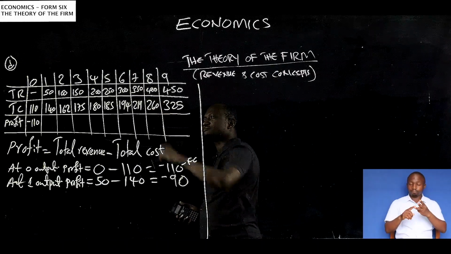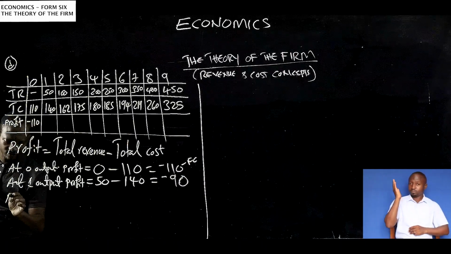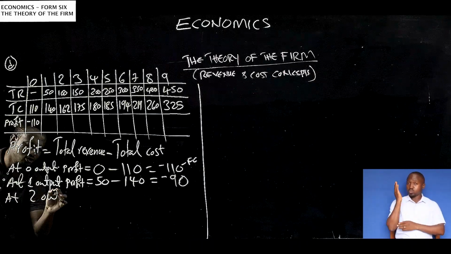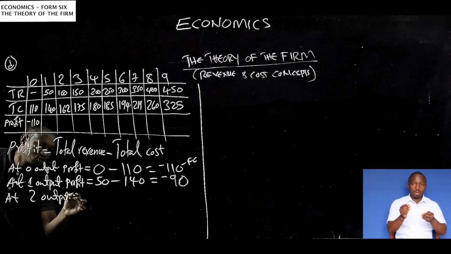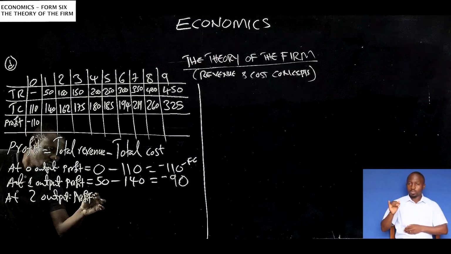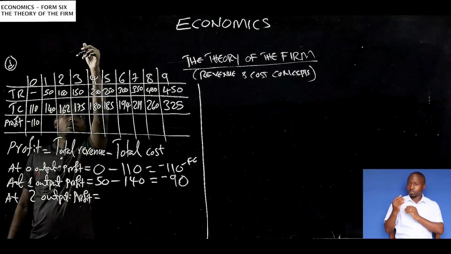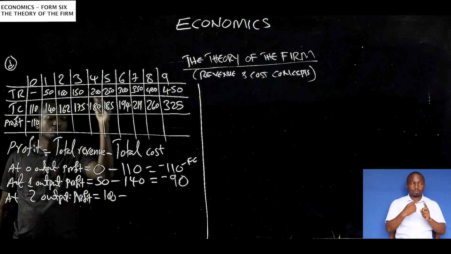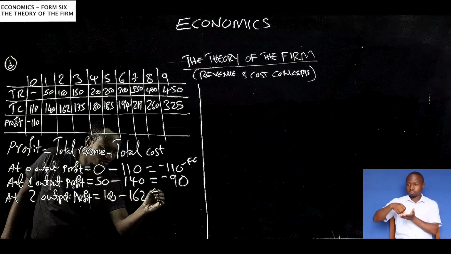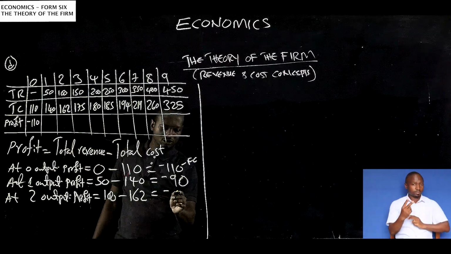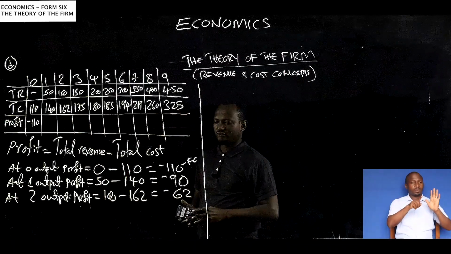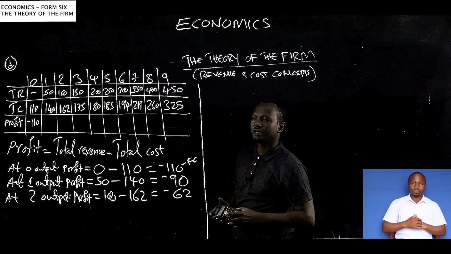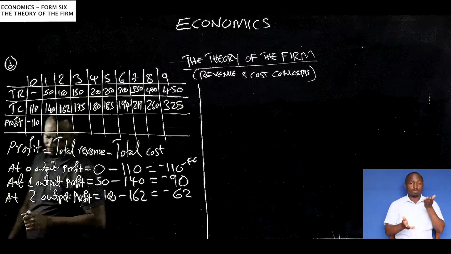At two output level, profit, we have to take total revenue 100 minus total cost 162. Here we also get negative 62. It means loss because total cost is greater than total revenue.